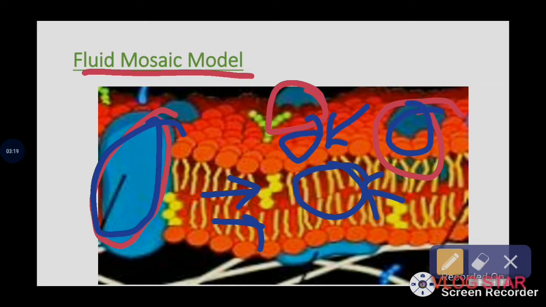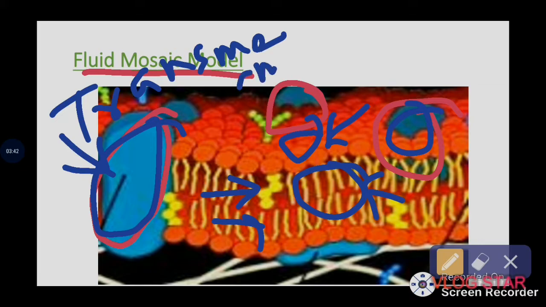Some are transmembrane proteins. So this is an example of a transmembrane protein. Transmembrane proteins are those proteins which actually pass all the way through the cell membrane. So it is called a transmembrane protein. And other protein molecules are called peripheral proteins, which are actually present in the periphery of the cell membrane.